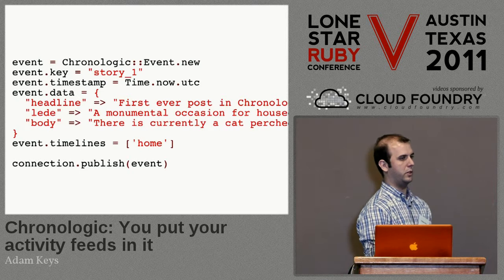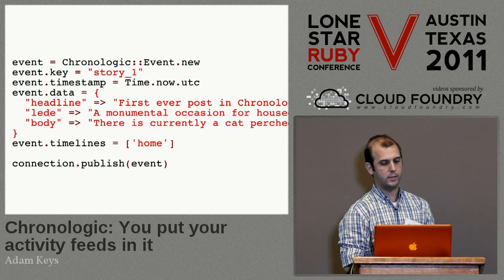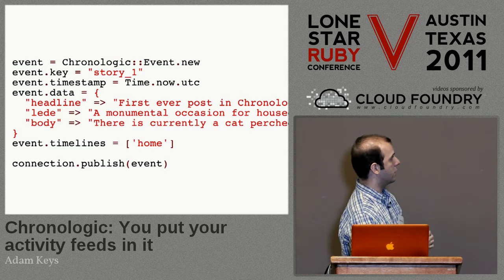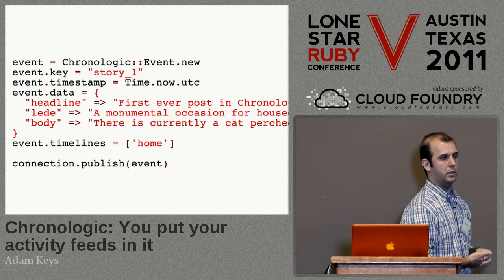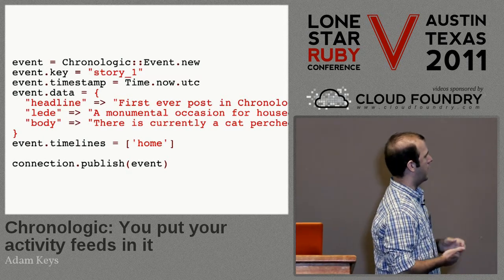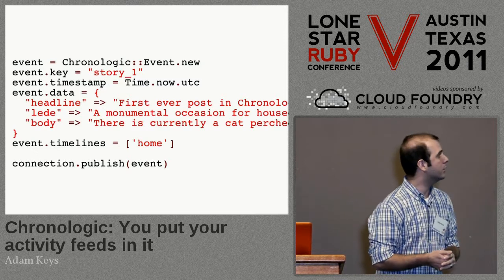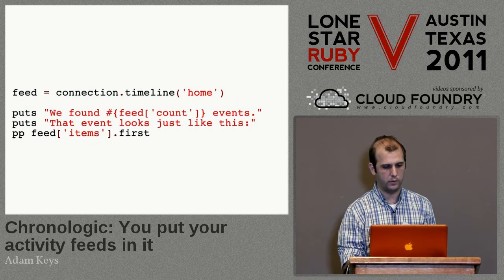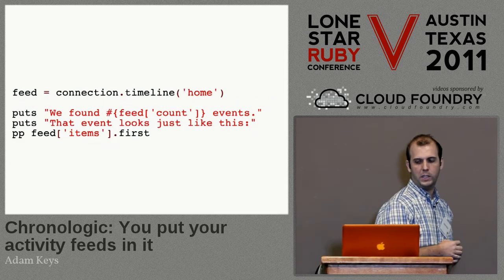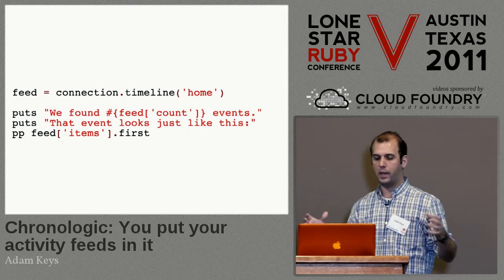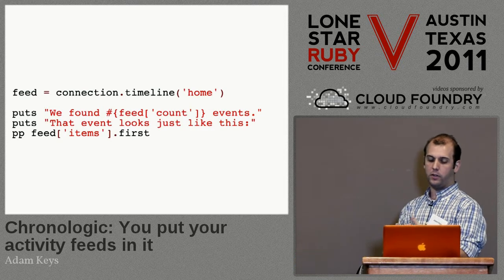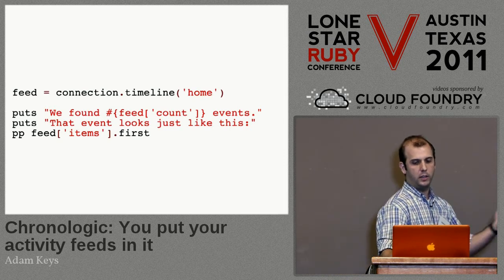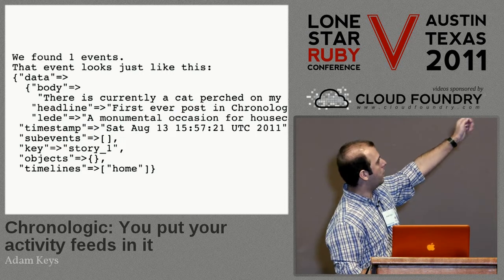You set a timestamp, which is really important because that's how the data is indexed. And then you throw some data, which is completely opaque to Cassandra and to Chronologic. So if this was a blog that we were building, then we would have a headline, a lead, and a body. And then we specify what timelines to write that event to. So we're just going to write it to the home page in this case, and then we're going to publish that event. We then use the connection to fetch the home timeline, and we get back a little feed hash, and it has a count attribute, so we can say we found so many events, and those events look like the items. So here's the output.